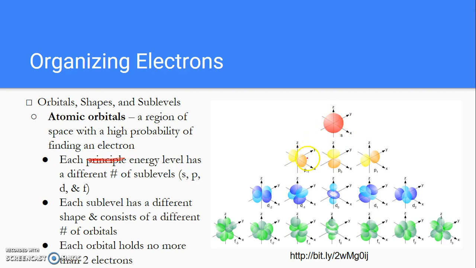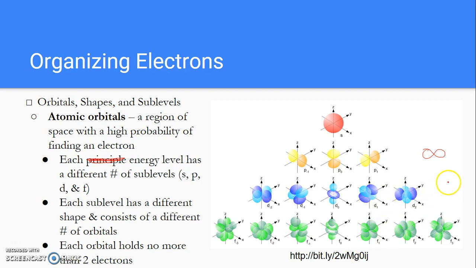Okay, P has three different shapes. So the P sublevel has three different orbitals. It's roughly dumbbell shape. I think of it kind of like an infinity symbol. If I was drawing it for someone, I would just draw a sideways 8. That's good enough in my mind. There's three versions of those. It has to do with how they're oriented in space. There are three different ones.